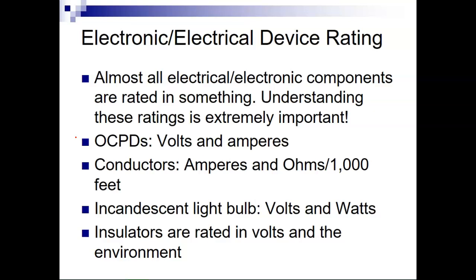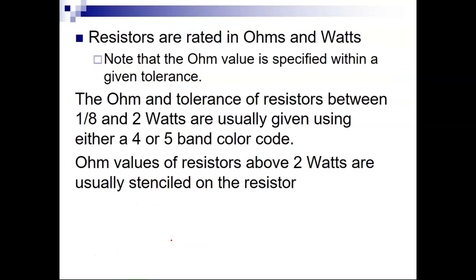Speaking of bulbs, the incandescent light bulb is rated in voltage and watts. And insulators are rated in volts and the environment. Resistors are rated in ohms and watts. And truthfully, everything that you work with is going to have a given tolerance of some sort, just because nothing can ever be completely spot on. There's always just a little bit of wiggle room with anything.